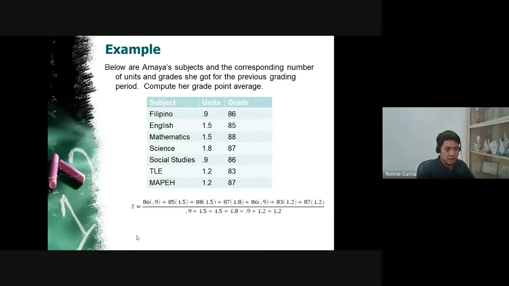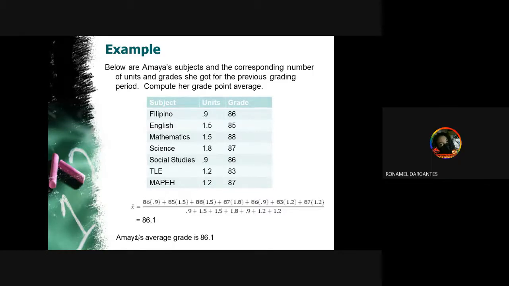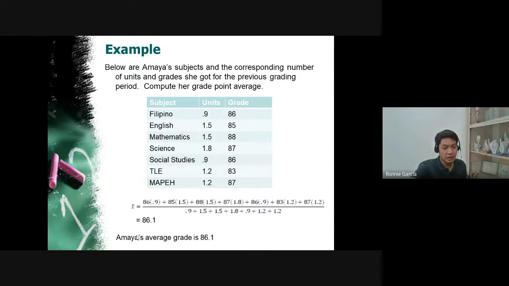According to Dargantes, Miss Ronamel, it's 86.10. Congratulations, Ronamel. You got the correct answer. The average of Amaya is 86.1. Ronamel, are you here? Yes, sir. Okay, very good. Do you use calculator? Yes, sir. Mas mabilis, di ba? Scientific calculator, if you have, kung walang scientific calculator, okay lang ordinary calculator. Basta you have to properly press the numbers para hindi ka mali.